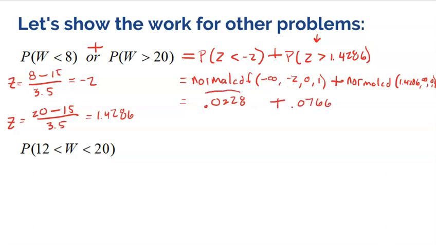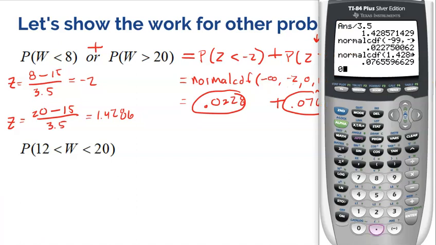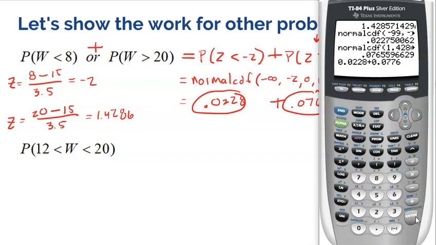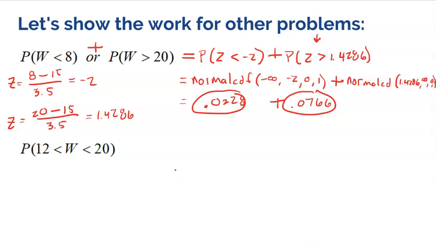So again, here's the probability that I'm less than 8. Here's the probability that I'm more than 20. Now I just got to add those two values together. So 0.0228 plus 0.0766. Oh, I forgot the 0 there. 0.0766. And I get 0.1004. So the probability that it takes Josh less than 8 or more than 20 is about 10.04%.